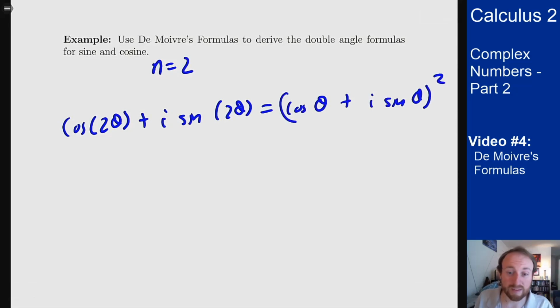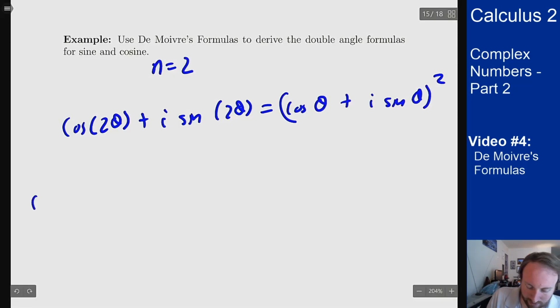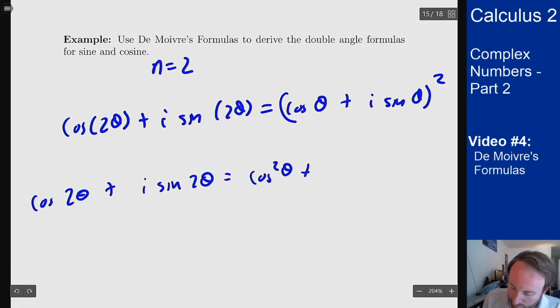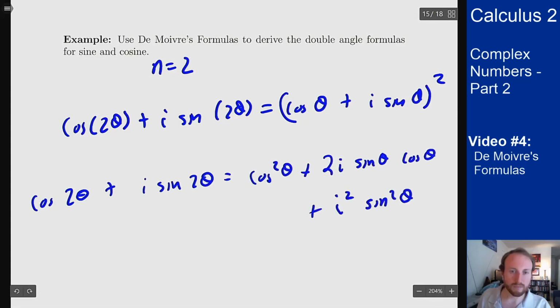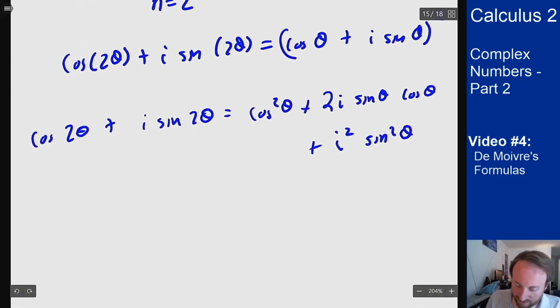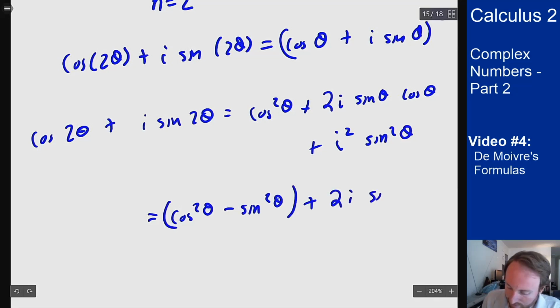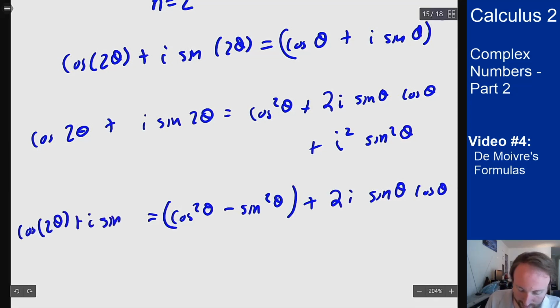So what I can do is expand out this parentheses here on the right and see what that gives me. So cosine 2 theta plus i sine of 2 theta equals cosine squared theta plus 2i sine theta cosine theta plus i squared sine squared theta. i squared is minus 1. This becomes the same thing as cosine squared theta minus sine squared theta plus 2i sine theta cosine theta. And I know this equals cosine of 2 theta plus i sine of 2 theta.